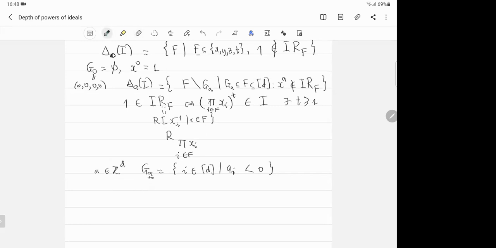Okay, so I understand. So you see, 1 belonging to I R_F is equivalent to the product of the variables in F belonging to the radical of I, right?